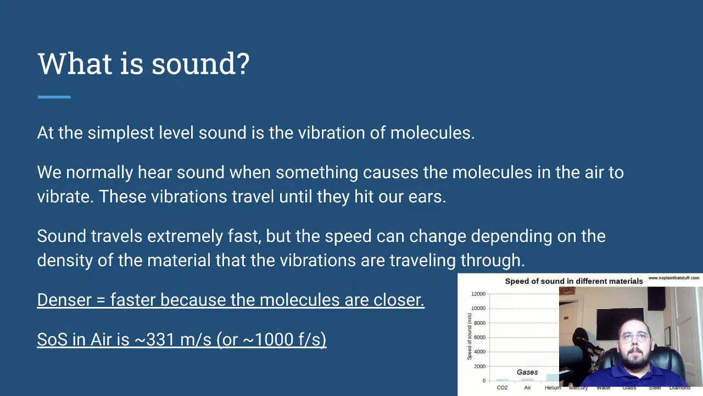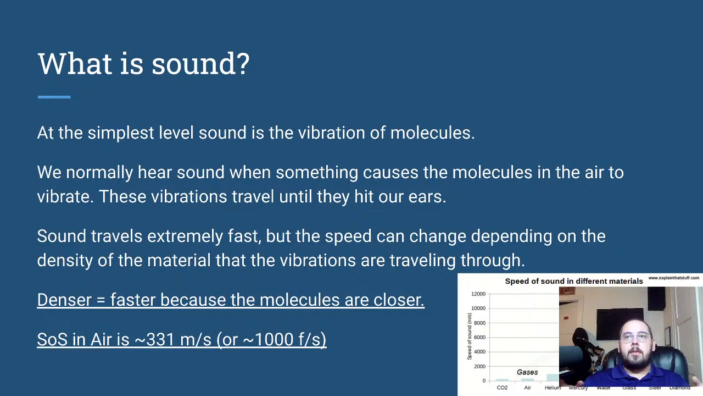So what that means is, when we hear something, a sound source causes the molecules in the air to vibrate. These vibrations travel until they are picked up by our ears.